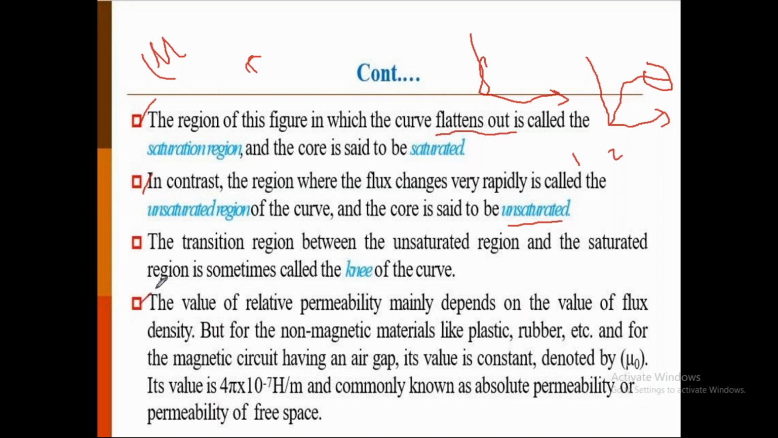See here, the value of relative permeability mainly depends on the value of flux density. అంటే ఆ మెటల్ అనేది ఎంత త్వరగా ఫ్లక్స్ జనరేట్ చేయగలదు దానిపైన బేస్డ్ అయి ఉంటుంది. But for non-magnetic materials like plastic, rubber etc., and for a magnetic circuit having an air gap, its value is constant, denoted by mu naught. Its value is 4π×10^-7. So for non-magnetic material its value is always constant and it is denoted by mu naught. It is also called absolute permeability or permeability of free space.